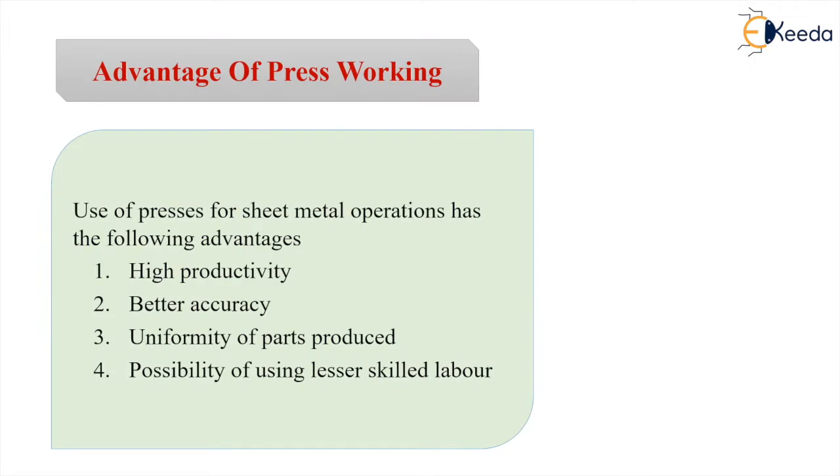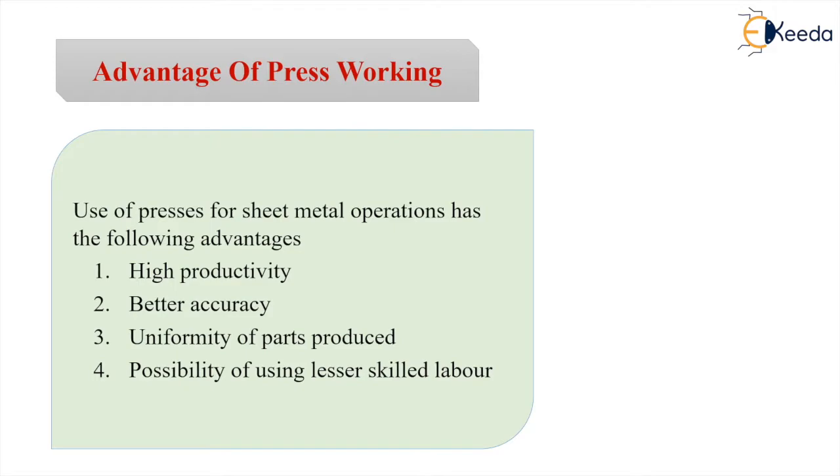So what are the advantages of press working operation? So we are having high productivity, that is faster making rate, better accuracy, uniformity of parts produced. So why uniformity? Because every time the punch and die combination we are using here, and an equal amount of forces are applied on the material, so we are getting the uniformity of the parts.